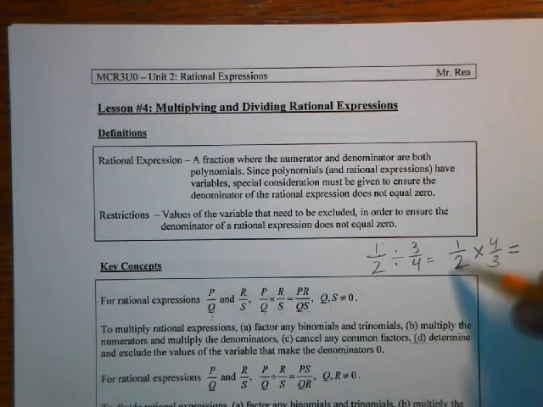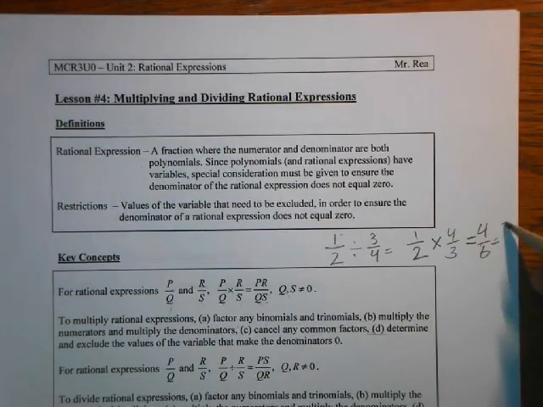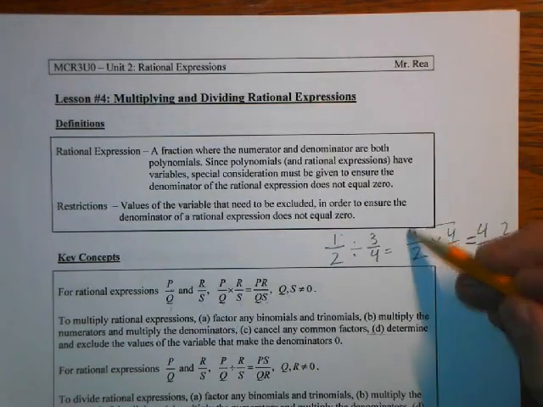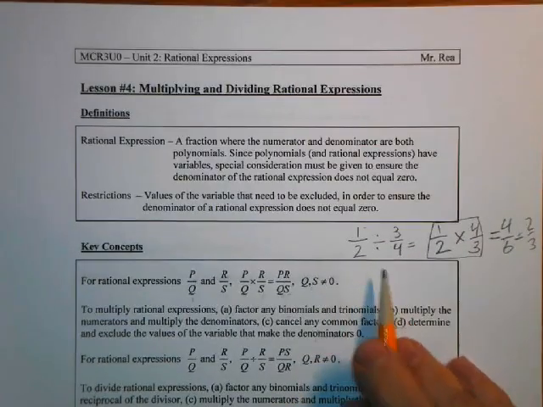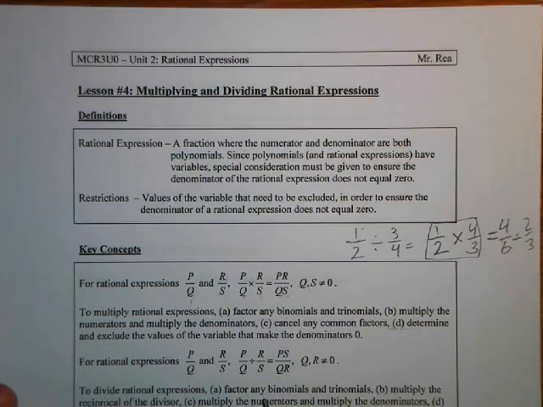Now, don't forget, we could cancel. You can cancel and reduce the 2 and the 4, or you could just say, I'm going to wait, multiply, and I'm going to get a 4/6, and then I can divide top and bottom by 2 and get my final answer of 3. But the important thing was remembering how do we handle division of 2 rational numbers, because that's exactly how we're going to do it with rational expressions.